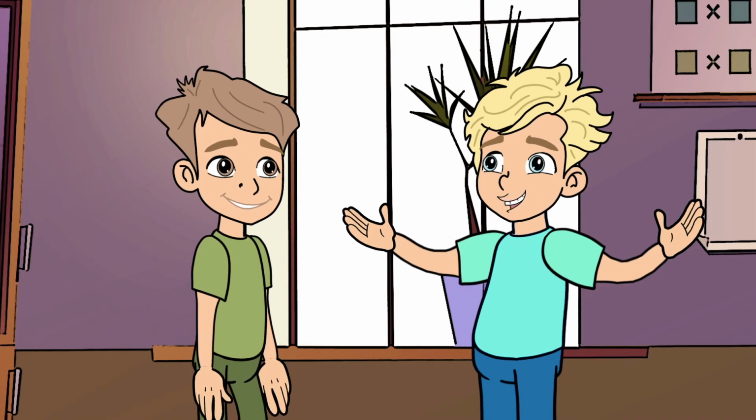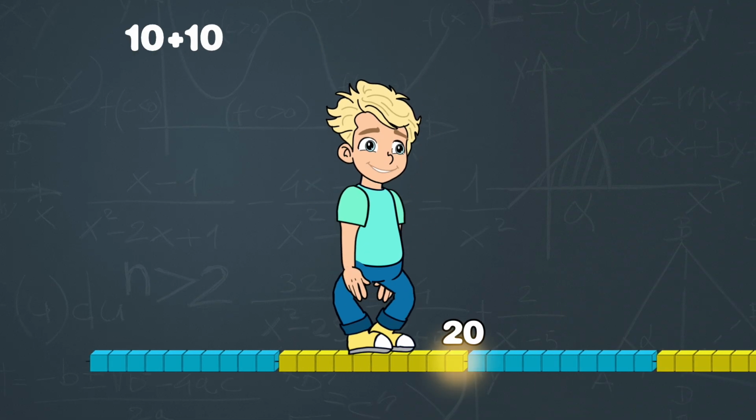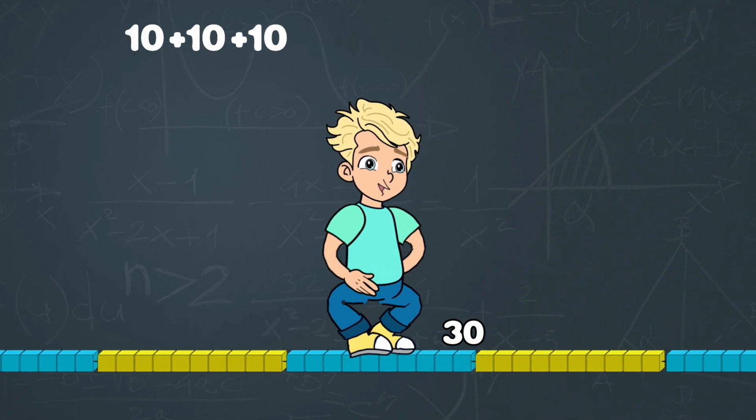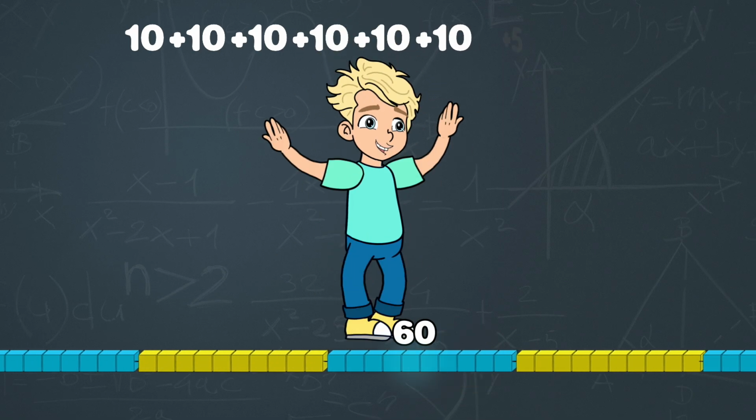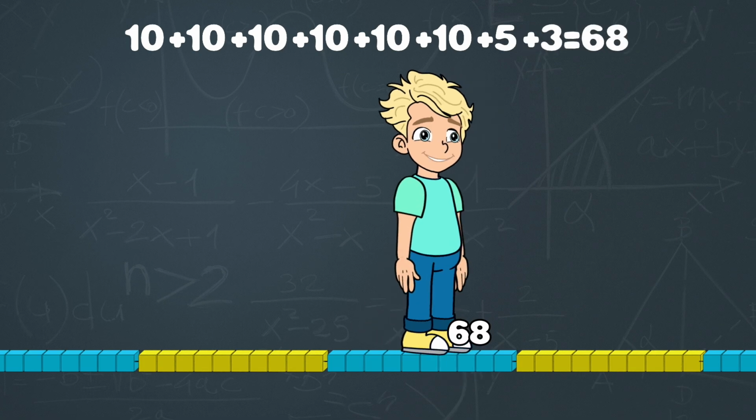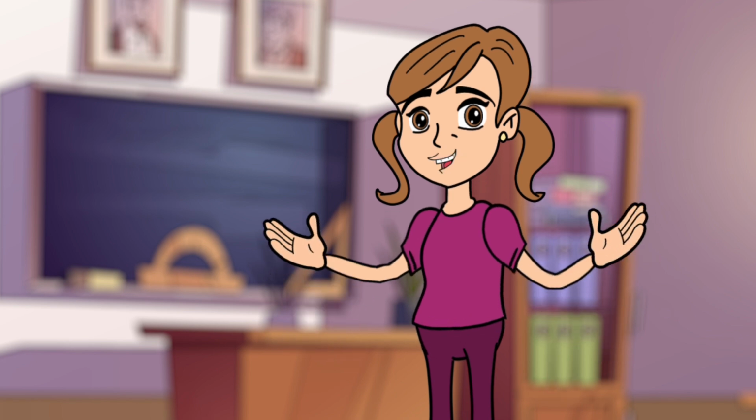Why don't we try counting the rows of colour? 10, 20, 30, 40, 50, 60, 65, 68. This collection can be called 68. We could get there a different way.